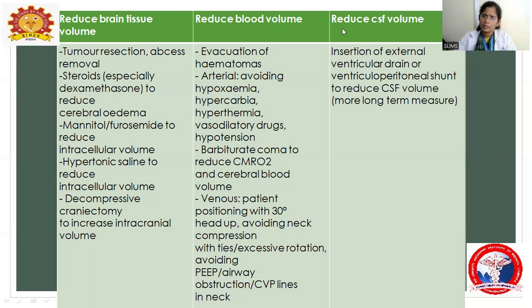So what are the methods to reduce CSF volume? These include insertion of an external ventricular drain or VP shunt to reduce the CSF volume. This is more of a long-term measure. Okay.